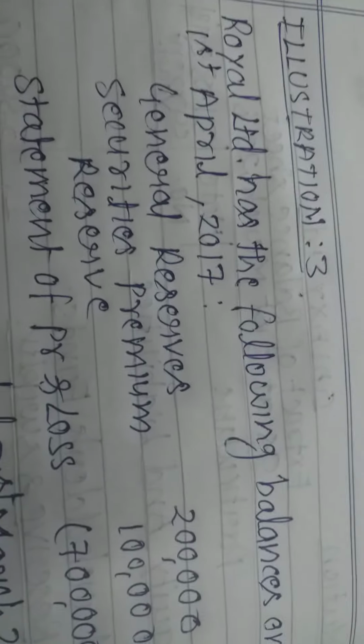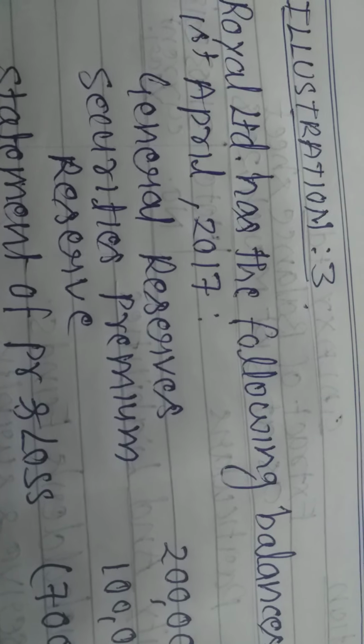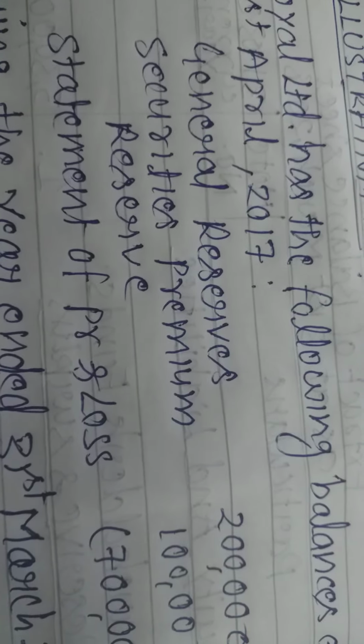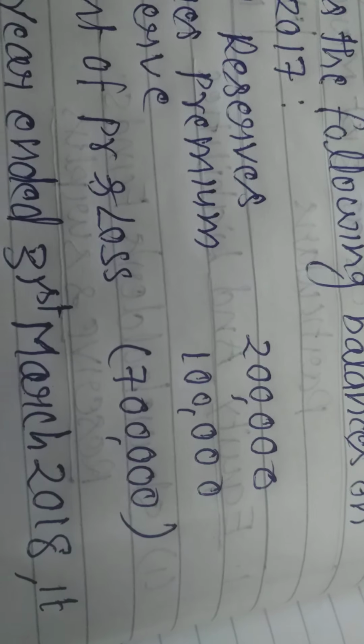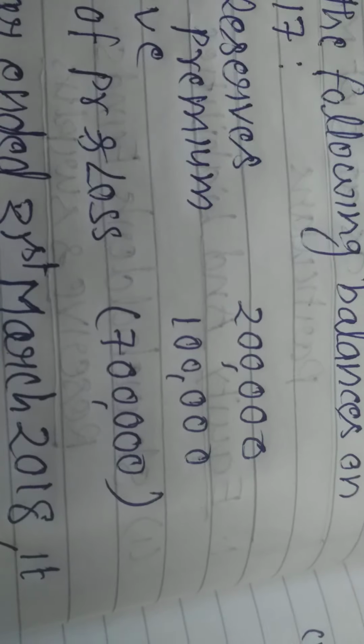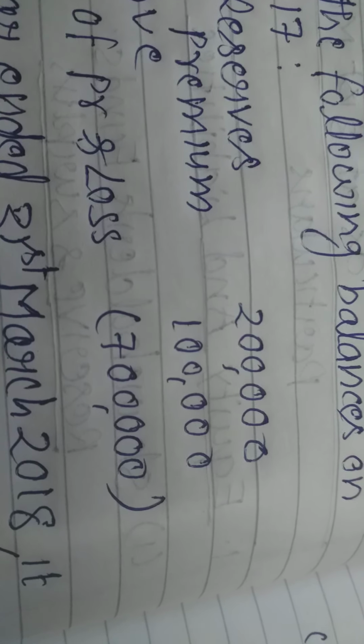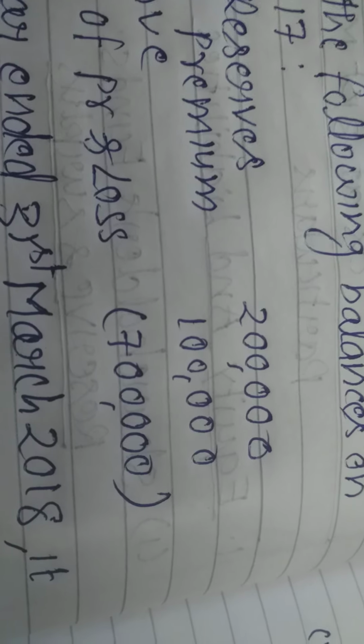Just see, the opening balance, previous year figure, has been provided to you. General reserve, that is 2 lakh. Security premium reserve, that is 1 lakh. Statement of profit and loss, negative balance, that is equal to 7 lakh. So when you add all these, you will get minus 4 lakh. This is your previous year figure.